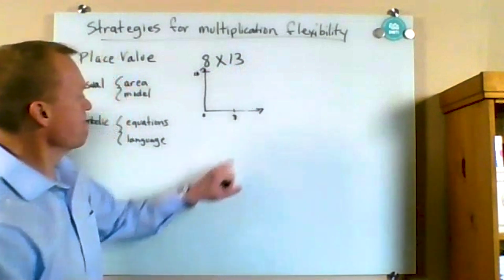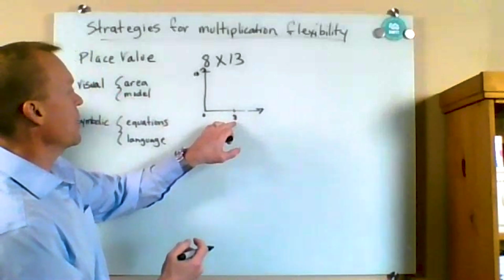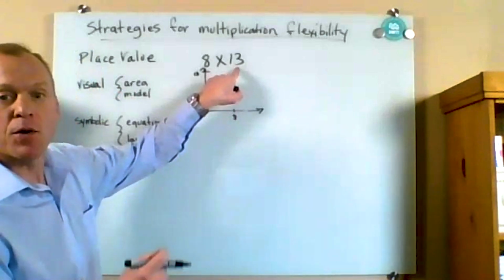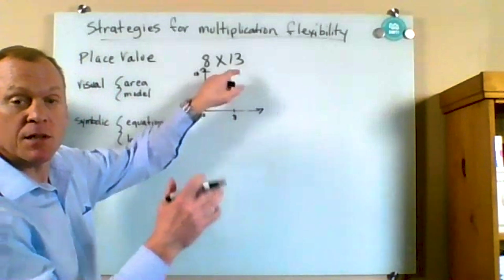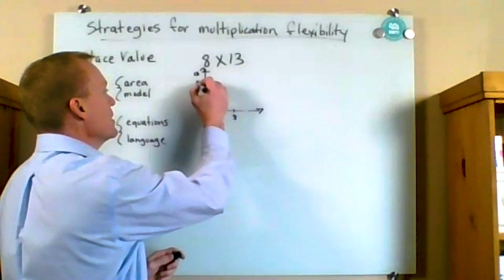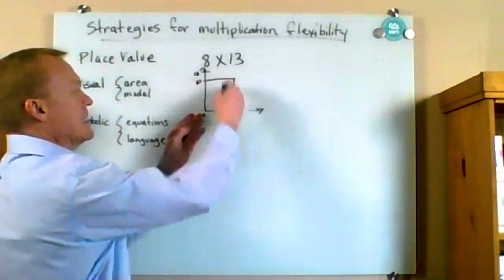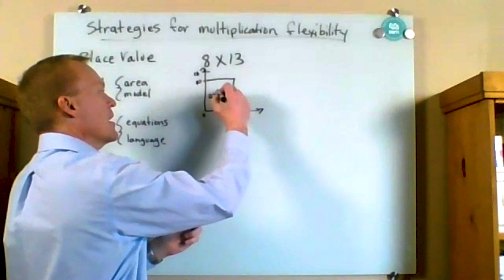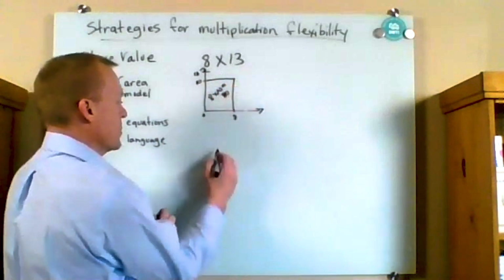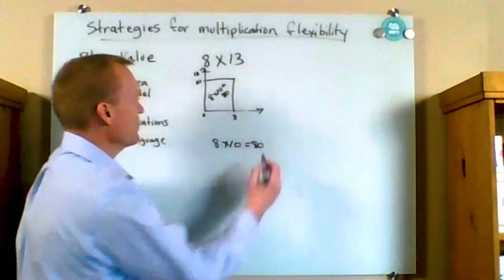So 8's right there. If I have 8, now I'm going to do it by place value. I'm going to go 8, and I'm going to decompose the 13 by place value. So I'm going to decompose it into a 10 and a 3. So here, I'm going to go up to 10. And so I'm looking at 8 tens. So 8 times 10 is equal to 80. So let me do that symbolically as an equation down here. 8 times 10 is equal to 80.